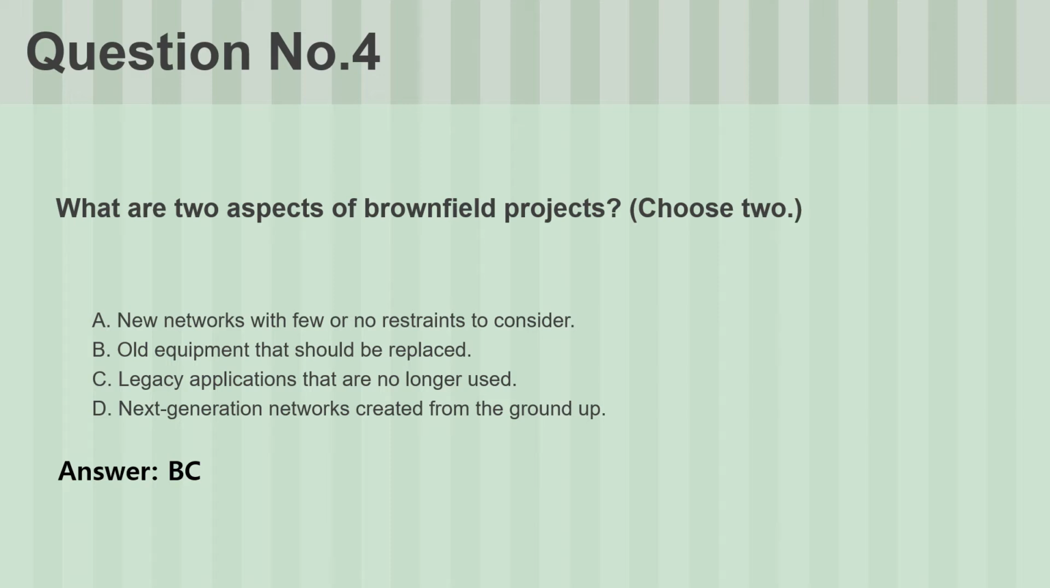Question number 4. What are two aspects of brownfield projects? Choose 2. A. New networks with few or no restraints to consider. B. Old equipment that should be replaced. C. Legacy applications that are no longer used. D. Next-generation networks created from the ground up. Answer B, C.